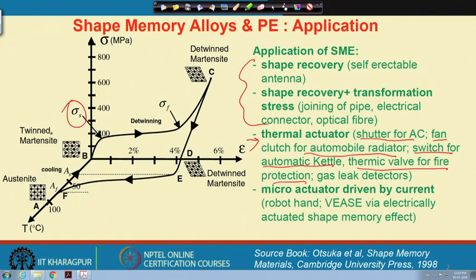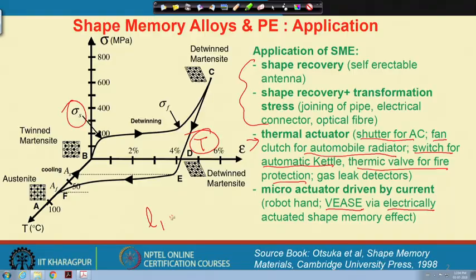Now, so far we have discussed mostly only stress driven phase transformation or temperature driven phase transformation. However, there is one thing that is important in a shape memory alloy, that is we can use an electrical pulse for the phase transition to occur, and this is a phenomenon we call VEASME, basically via electrically actuated shape memory effect. This is very interesting. It means that if we give an electric pulse, phase transition will occur, and then we can switch between different lengths, let us say L1 and L2. It only needs an electrical pulse.